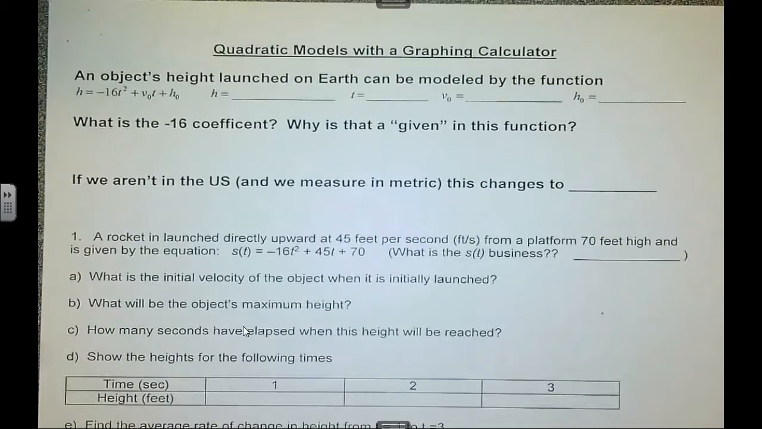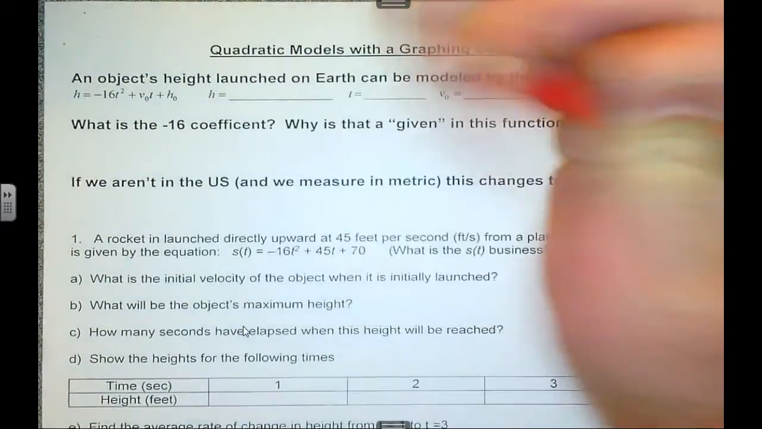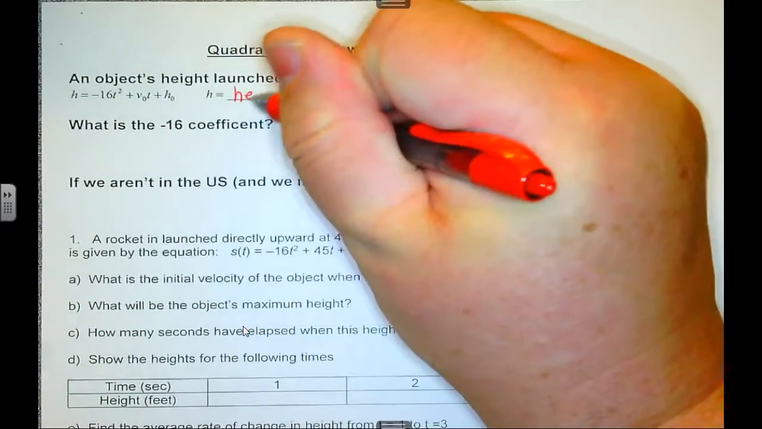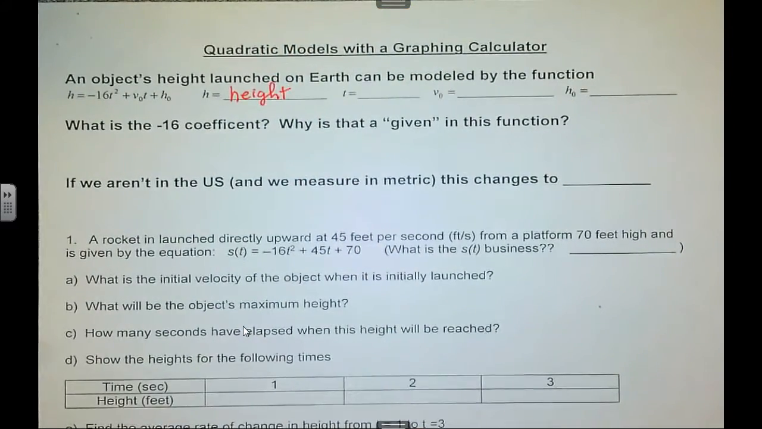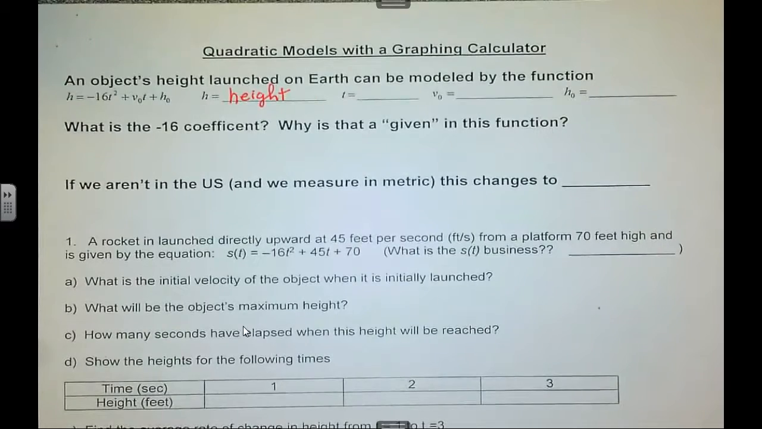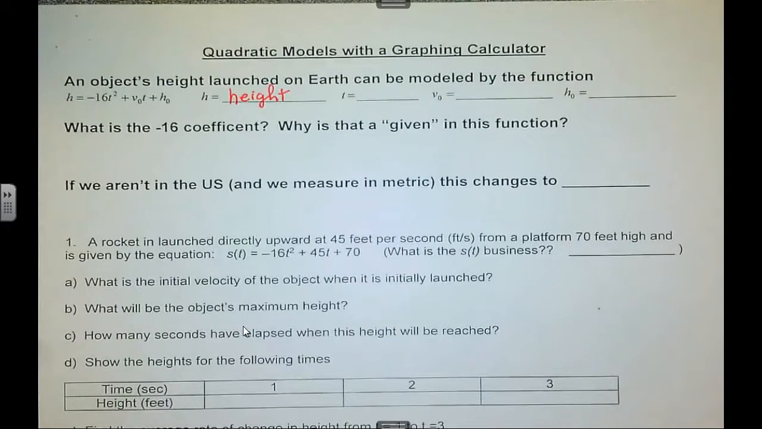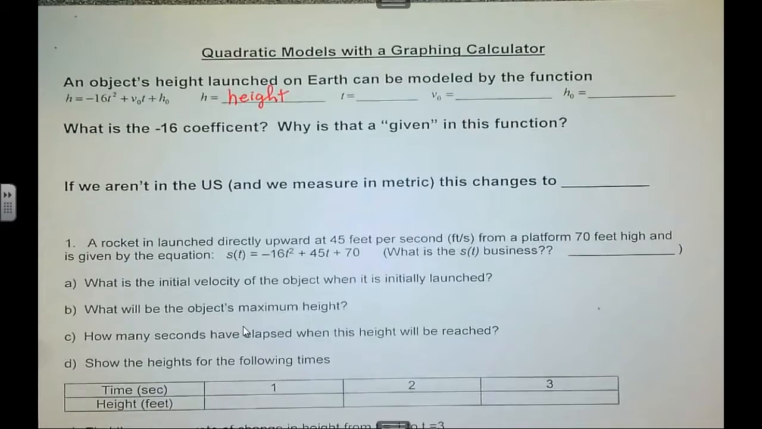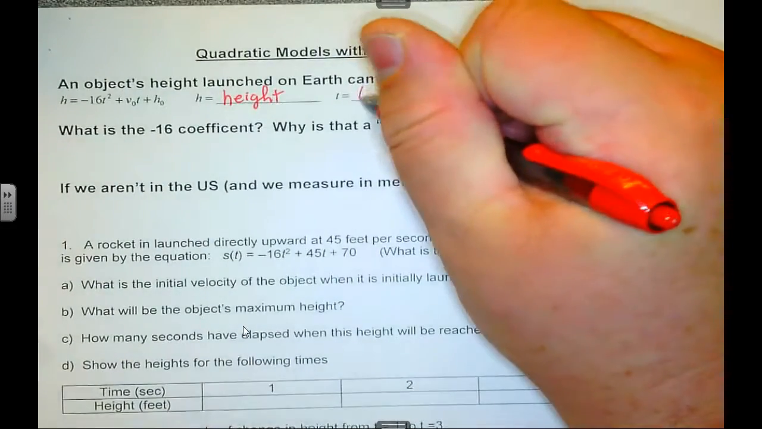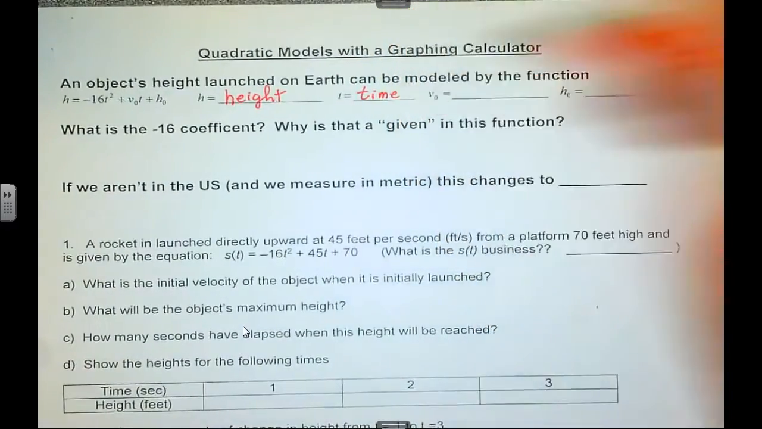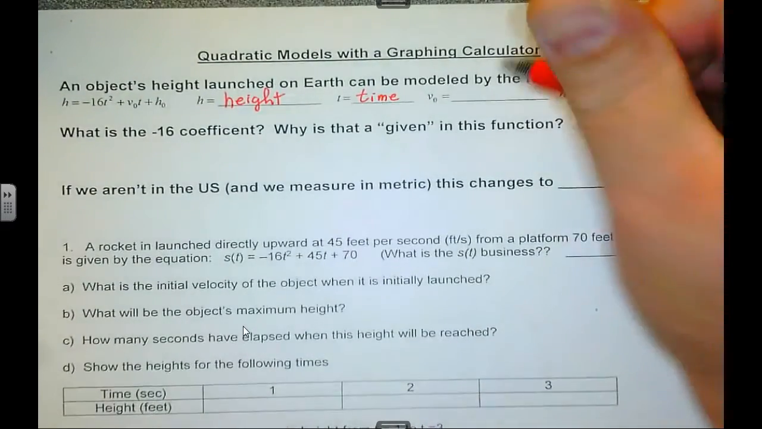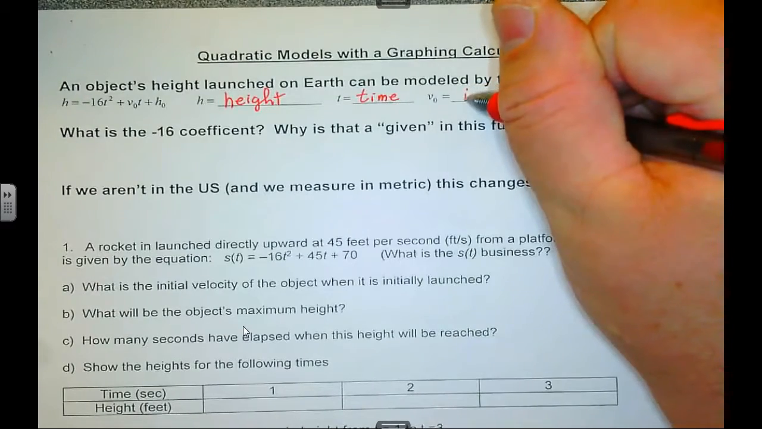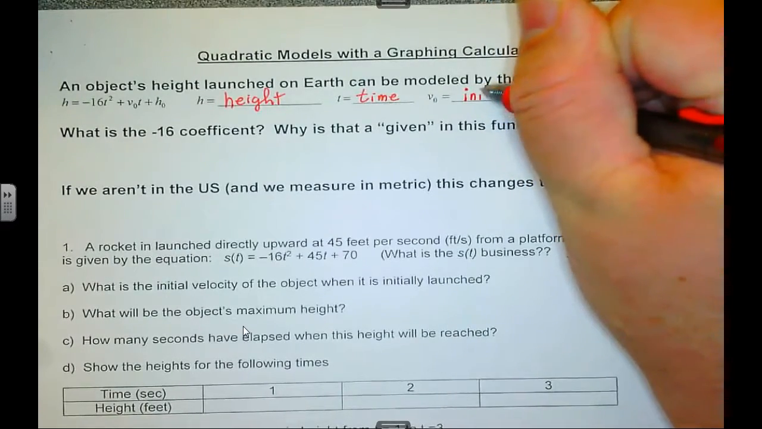What is the h equal? Height. Height. Height. What does the t represent? Anybody? T, time. T for time. How about v sub 0? Velocity. Well, actually, it's initial velocity.